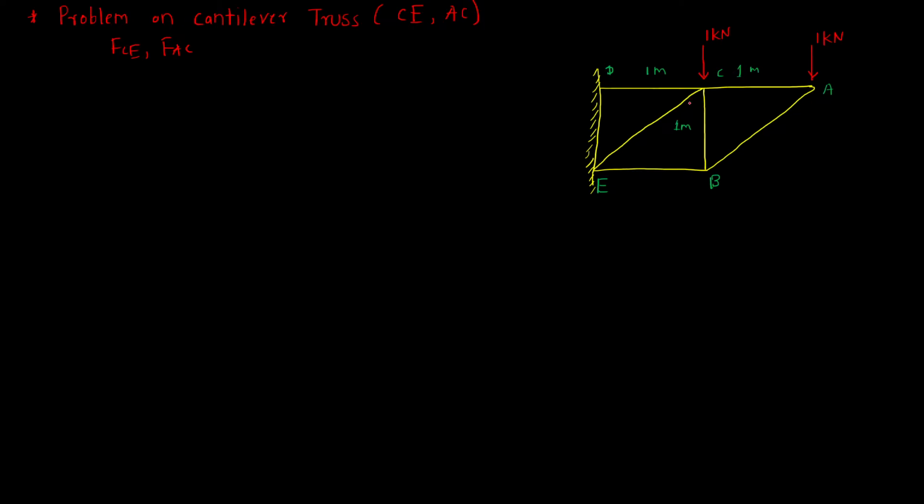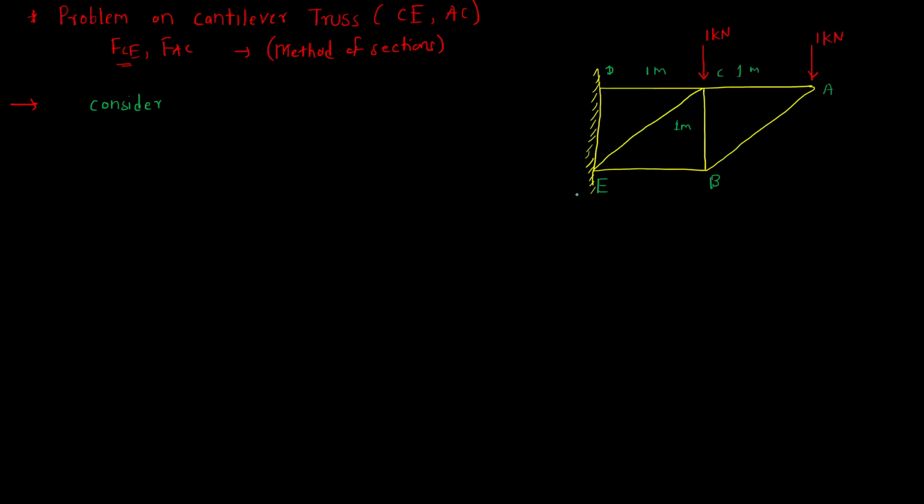But if only one force, let's say only FCE or FAC, is asked, then in such cases you have to go for the method that is called the method of sections. It is a shortcut method to find out the forces in any member. So what is the first step in the method of sections? It is to consider a section.